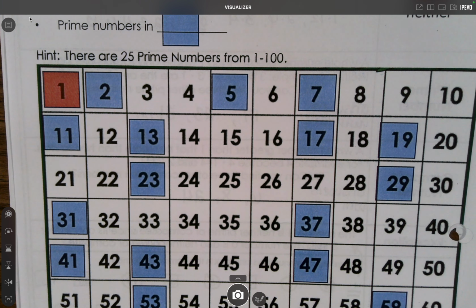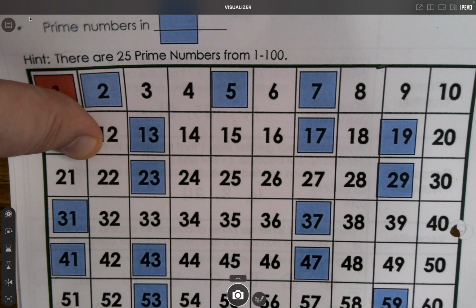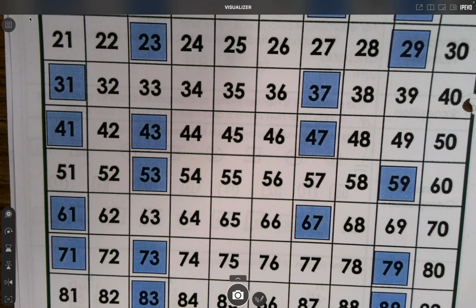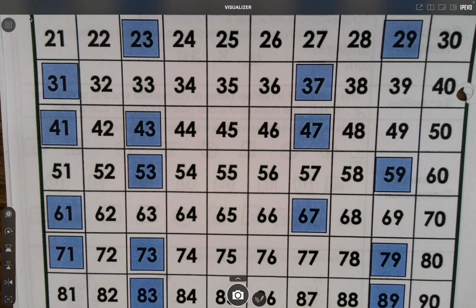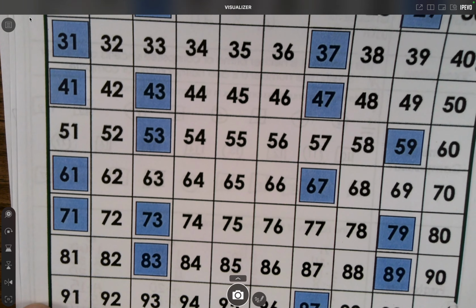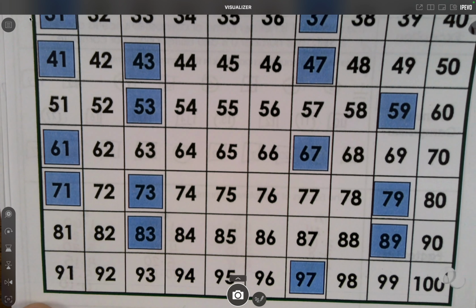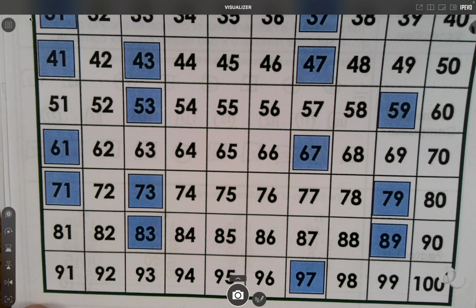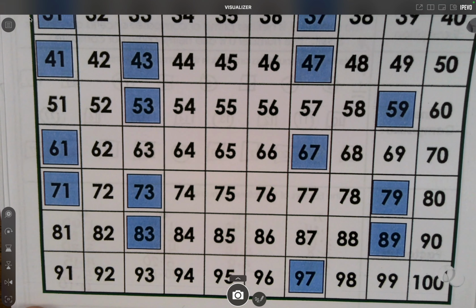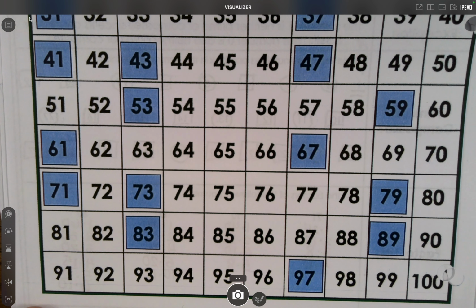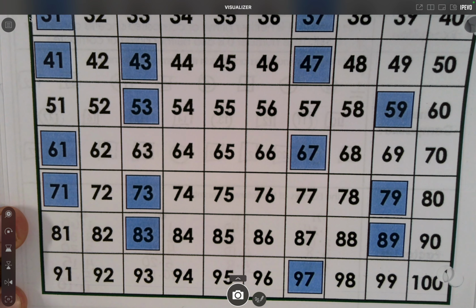In the fourth line, 31 and 37. In the fifth line, 41, 43, 47. Next is 53 and 59. 61 and 67. 71 and 73, and 79. 83 and 89. And then 97.